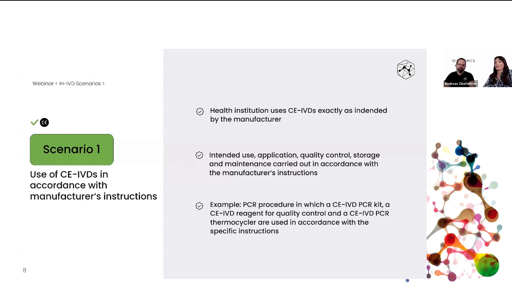So let's have a look at the first one. As mentioned, this scenario describes the situation where a health institution uses a CE-IVD basically exactly as intended by the manufacturer. This is in regards to the intended use, the application, the quality control, and also parameters such as the storage and the maintenance. All of those are carried out in accordance with exactly what the manufacturer intended. An example for this scenario would be a PCR procedure in which a CE-IVD PCR kit, a CE-IVD reagent for the quality control, and lastly, a CE-IVD PCR thermocycler are used in accordance with the specific instructions. And in this scenario 1, as mentioned, Article 5.5 is not applicable because this simply describes the use of a CE-IVD as intended.